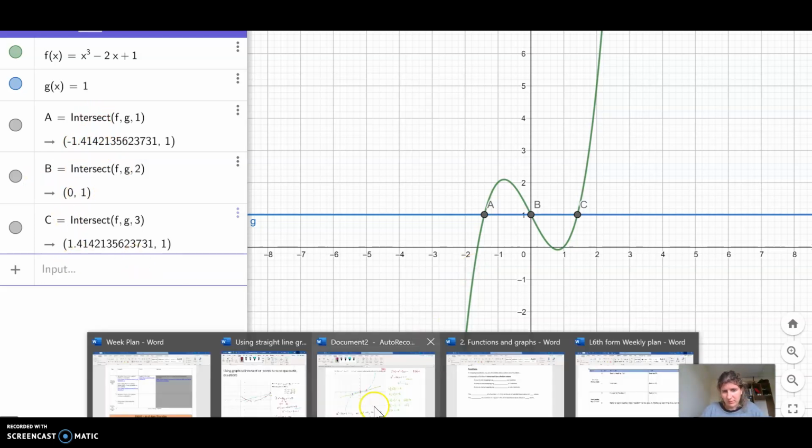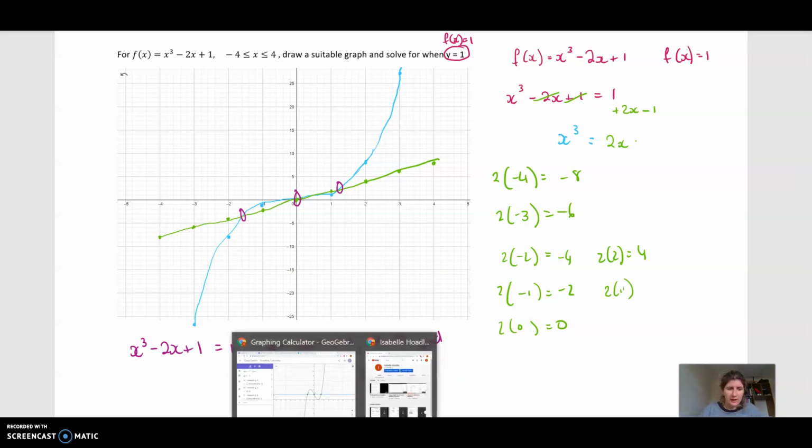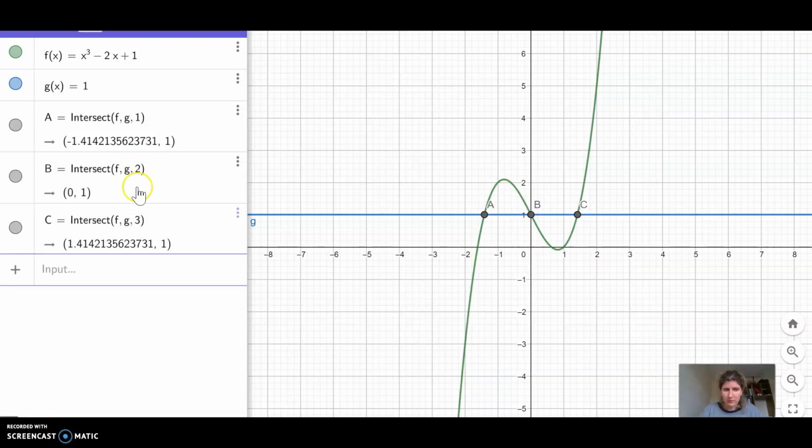So in this case, I think my graph is not as accurate. I got negative 1.7 and 1.2. So they're not bad, but it's not amazing. X equals 0, perfect. That's definitely on there. All right, so that's your cubic with the solutions.